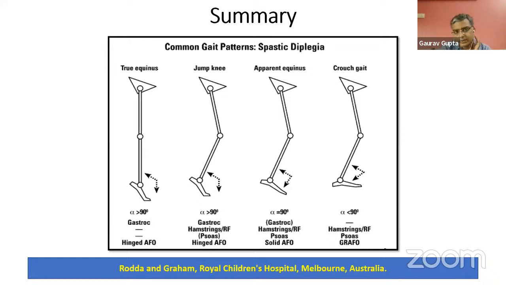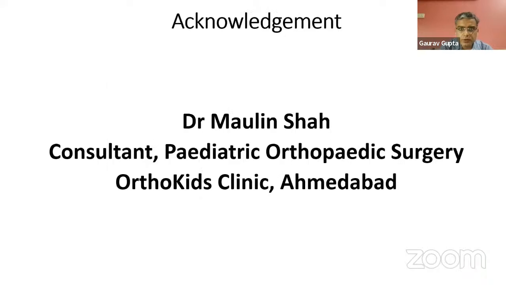So to summarize, type 1 diplegic gait, also known as true equinus, mainly ankles are in equinus. Type 2 jump knee gait, the knees are also flexed and stiff along with ankle equinus. Type 3, here the ankles are now becoming neutral and the knee and hip flexion is increasing. And type 4, ankles are now in hyperdorsiflexion and hip and knee are in further flexion. It is known as crouch gait. So this was about gait patterns.